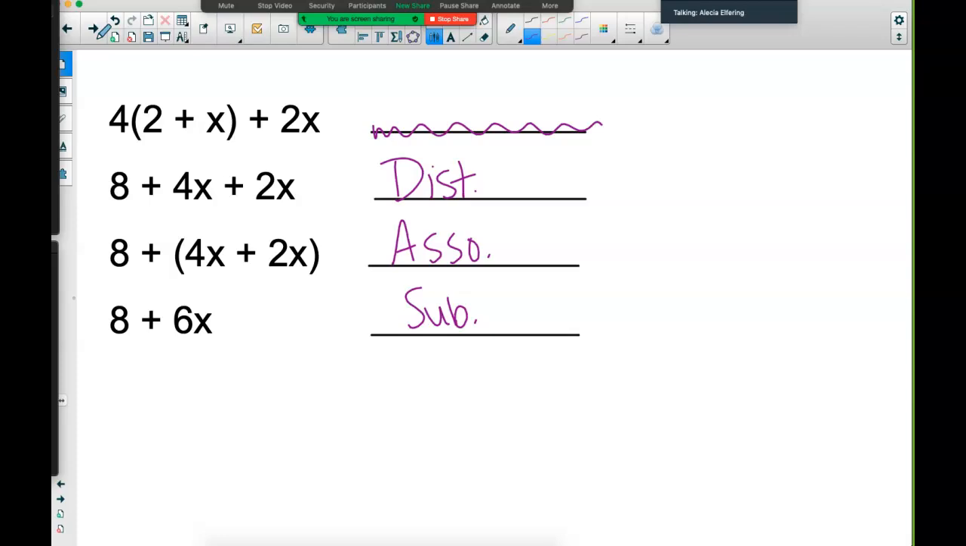Why could I skip the commutative property in this case? It looks pretty simple from here. Just 4 times 2 is 8. So we started with the distributive property: 4 times 2 is 8, and 4 times x is 4x, and then plus 2x. Did I need to switch the order of anything? No, the x's were already next to each other, so I didn't have to switch the order. So I got to skip the commutative property. Then I grouped the x's, which is the associative property. And then I had 8 plus 6x, which was substitution.